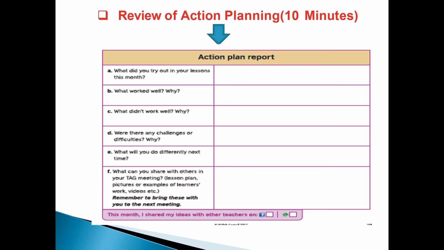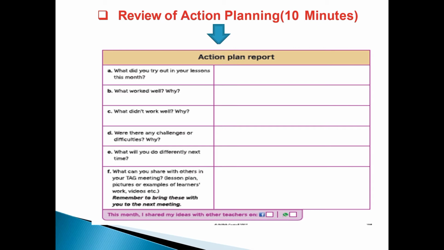They will mention what worked well. If they have conducted any activities and the activities worked well, they will mention that and give the reason why it worked well. And related to that, the next question is what didn't work well, and why. If the learners did not respond properly, then they have to mention why it happened. Next is whether there are any challenges or difficulties, and why.